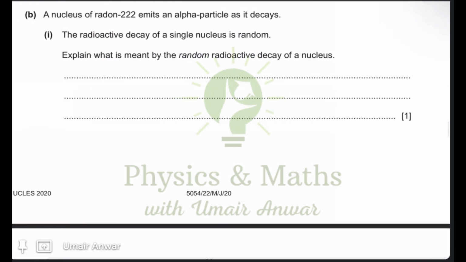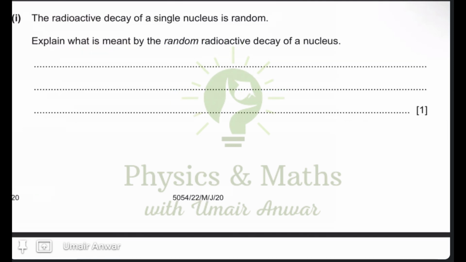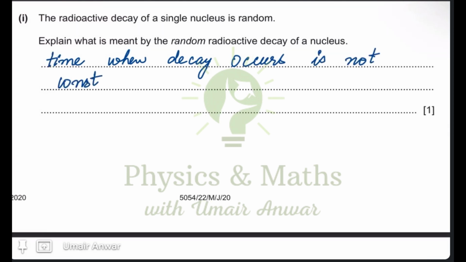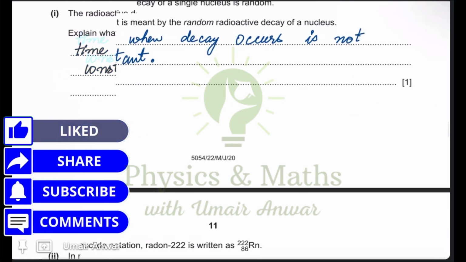A nucleus of radon 222 emits an alpha particle as it decays. The radioactive decay of a single nucleus is random. Explain what is meant by random radioactive decay of a nucleus. So randomness is that the time when decay or emission of radiation would occur is not constant. Or we could also write the answer using the direction. The direction and the angle in which the decay occurs is not known.